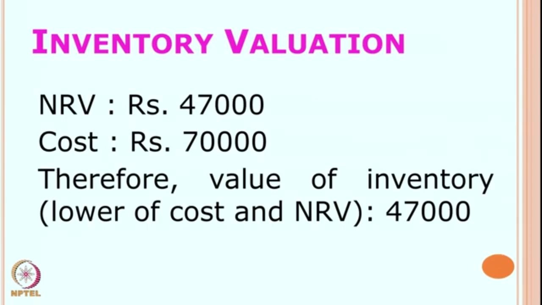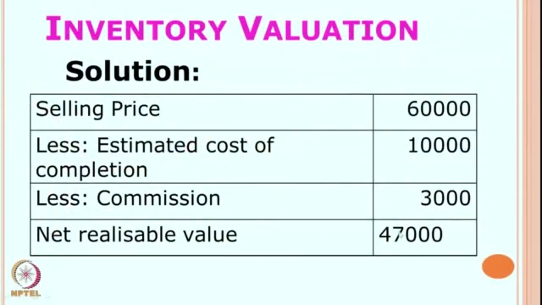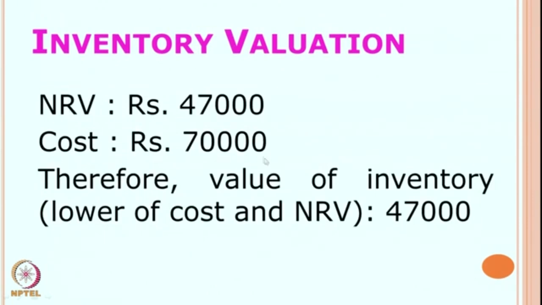Now, suppose just for discussion, if the cost of this item would have been 40,000, what we would have done? We would have still calculated this 60 minus 10 minus 3, net realizable value 47. But its purchase cost is 40. So, 47 or 40, in which case we will consider it at cost, that is at 40,000. Are you getting? Okay.